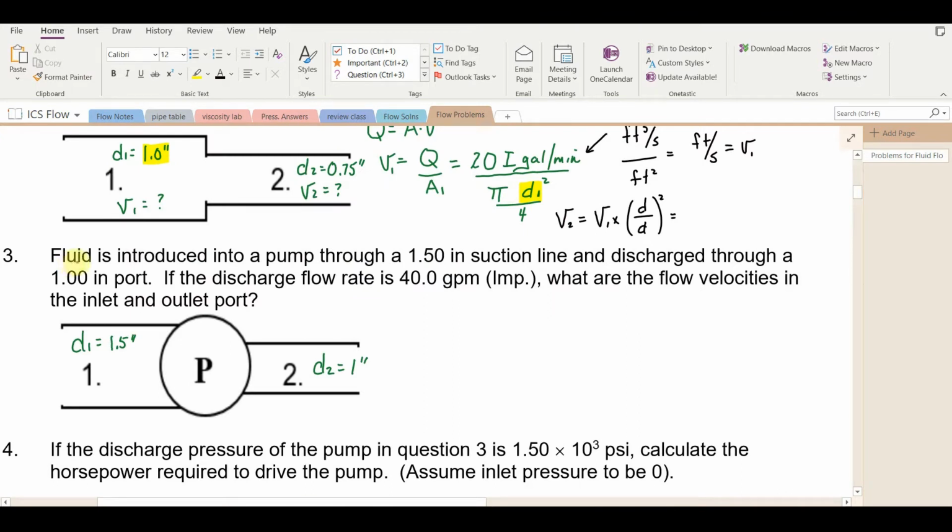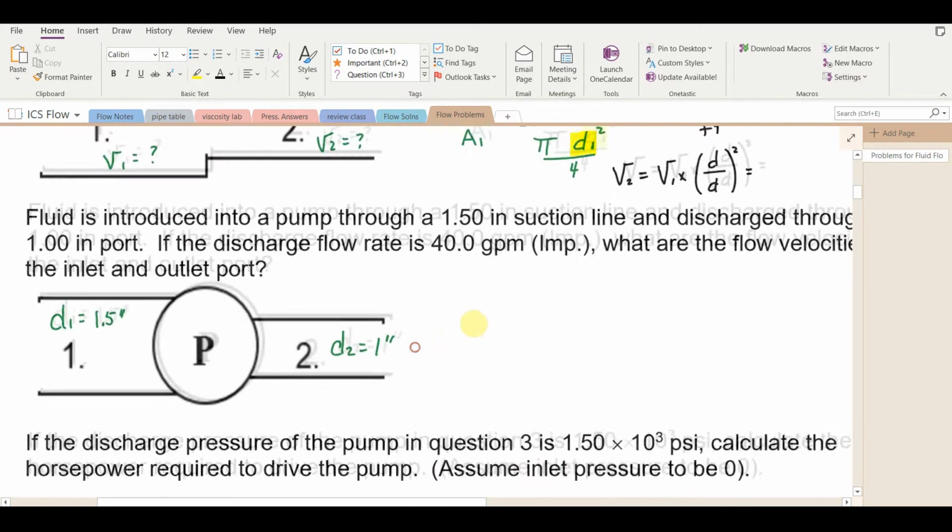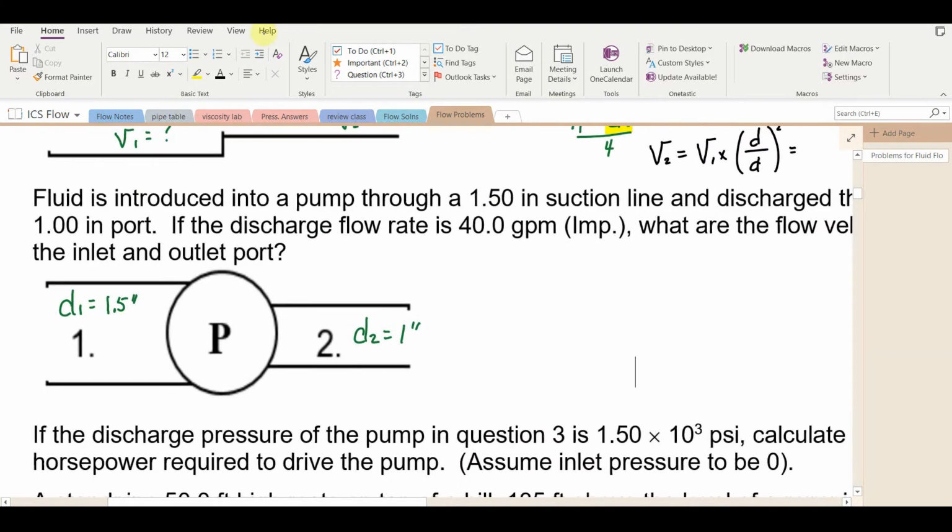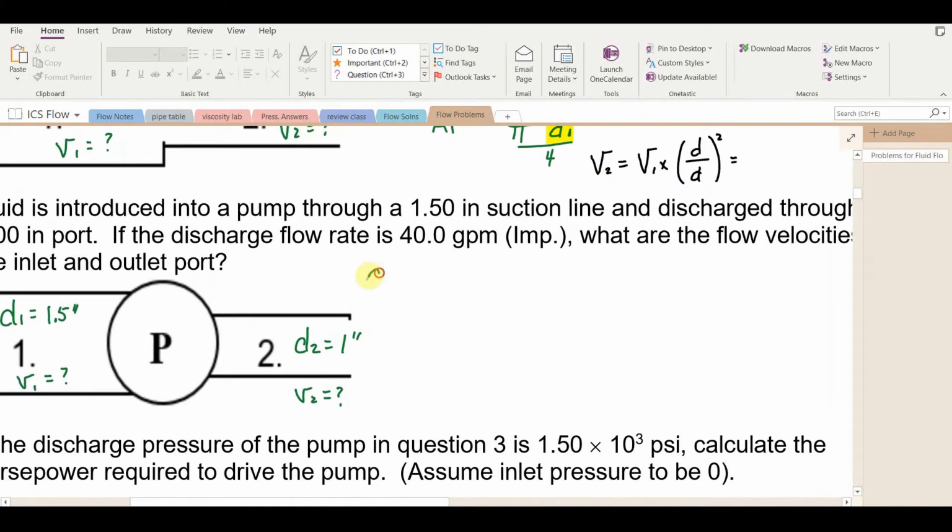Question number 3, fluid is introduced into a pump through a 1.5-inch suction line and discharged through a 1-inch port. And the flow rate of the discharge is 40 imperial gallons per minute. What are the flow velocities in the inlet and outlet? This is just a lot like the last problem. What's V1? What's V2? Again, we're going to say that Q is equal to A times V.